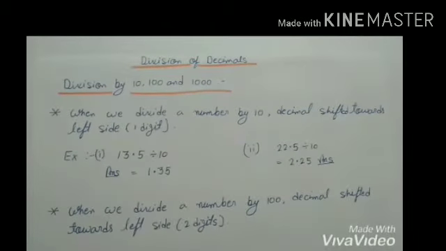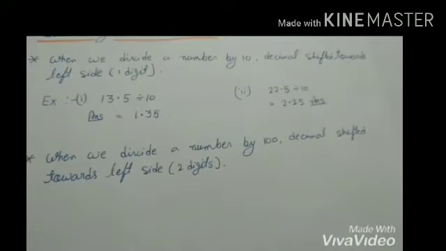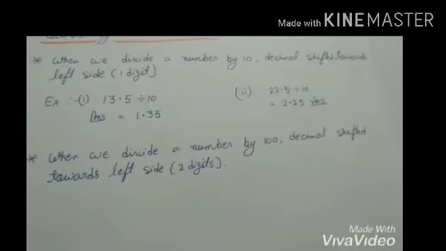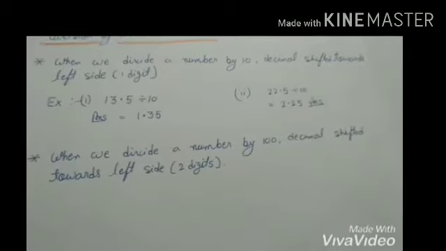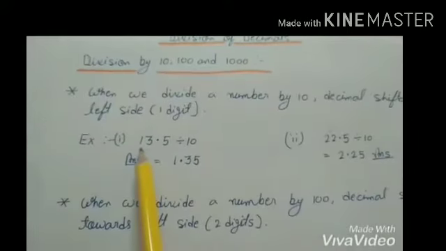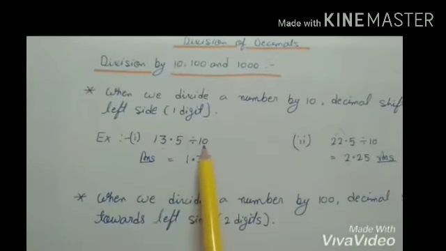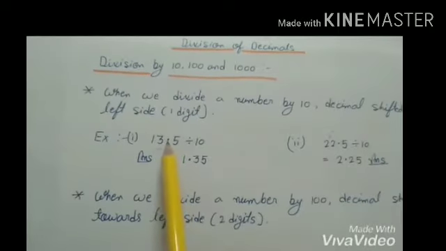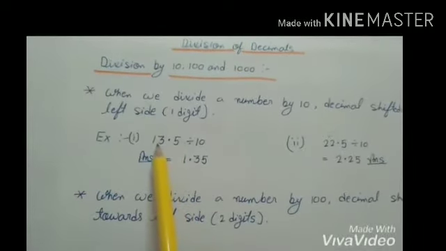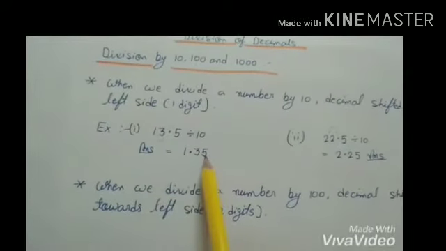So first of all, we will start by 10. When we divide a number by 10, the decimal shifts one digit towards the left side. Let's take an example. When we divide 13.5 by 10, as you can see here we have 10, that means the decimal shifts towards the left side 1 point. Okay, the answer will be 1.35.